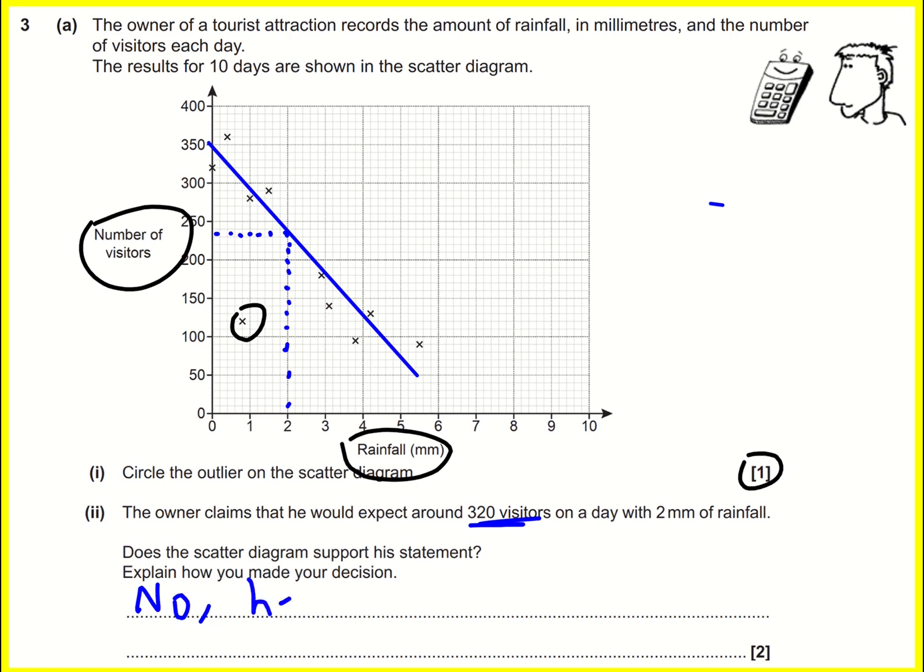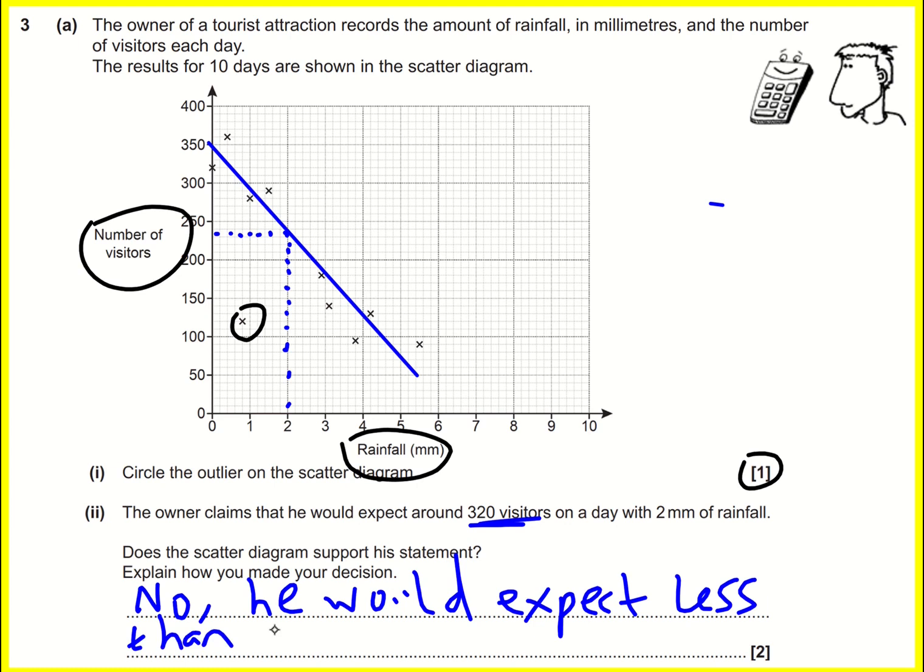He would expect less than 320 visitors. You could even say around 240. I'd add that, I think.